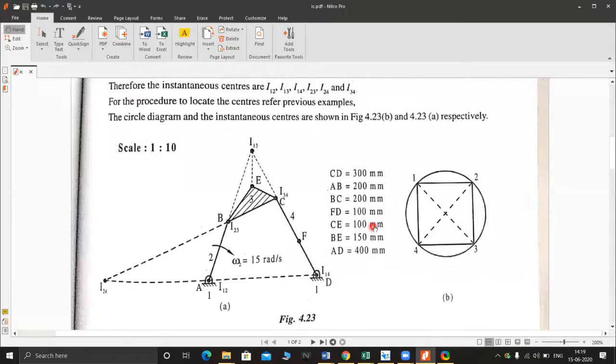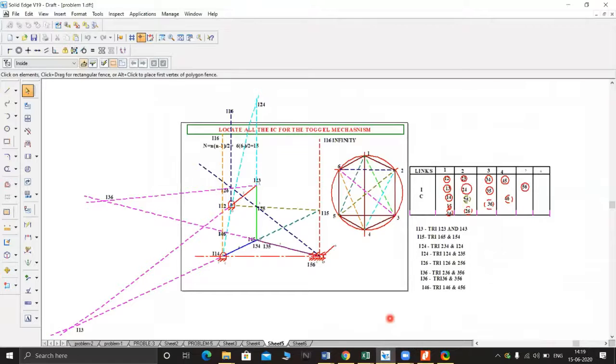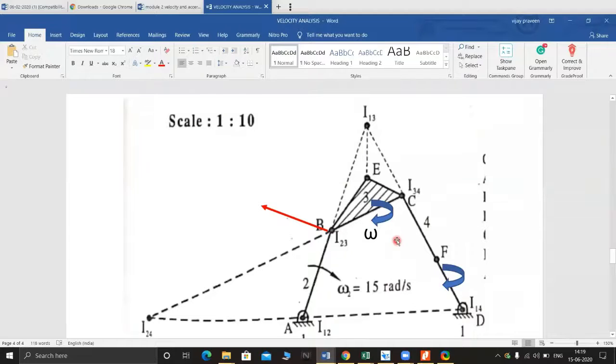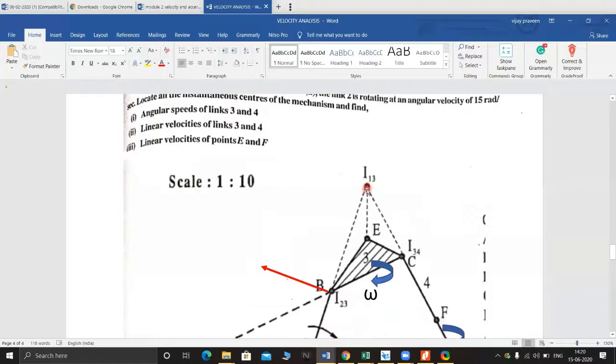You can see the dimension of CD is given, the length of AB is also given, and also the AD length and the BC length, every dimension is given. As per the procedure, we need to take a scale and construct this. First we need to locate the instantaneous center. After locating the instantaneous centers, we need to find the velocities.